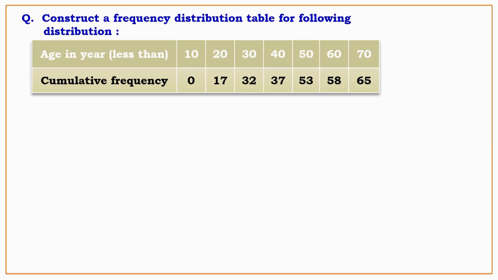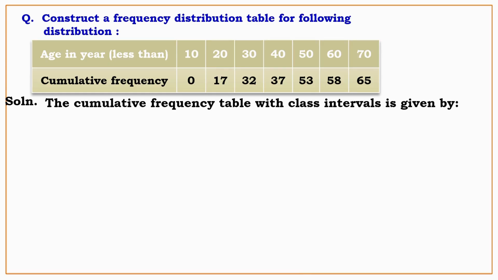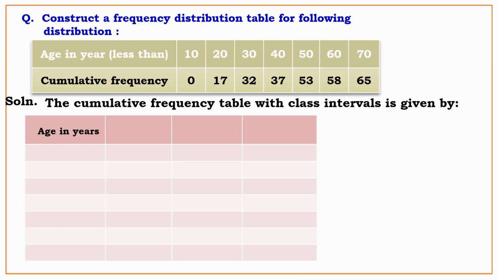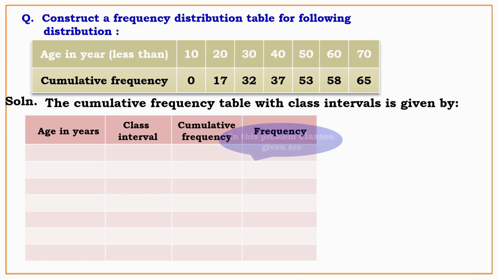Now let's take a look at another problem. Let us see what this question says. Construct a frequency distribution table for the following distribution. Here we only need to construct the frequency distribution table. Here cumulative frequency is given and you can see that age in years is given as less than type, right? So that means we need to convert it to the corresponding class intervals. Age in years is given, class interval we need to find out, cumulative frequency is given, and we need to find out the frequency.